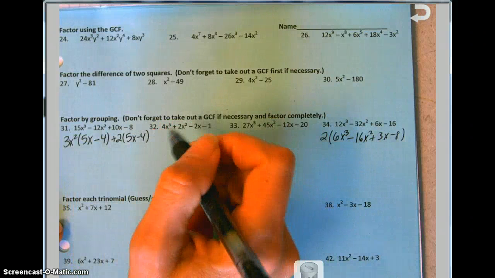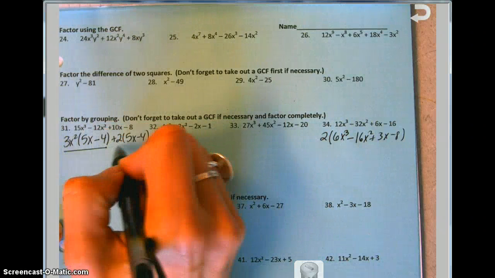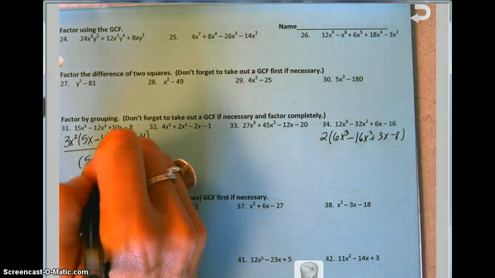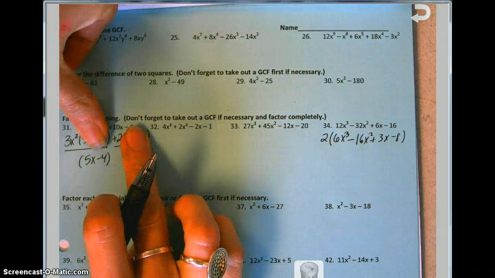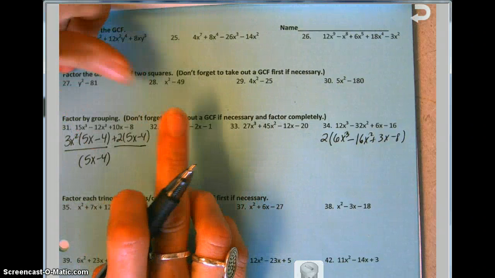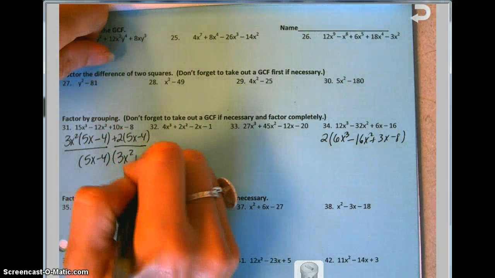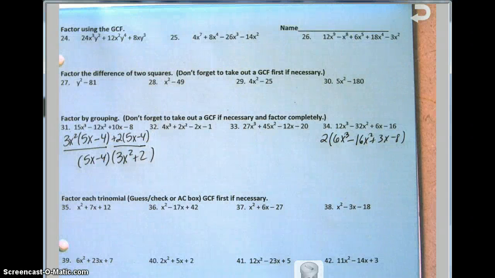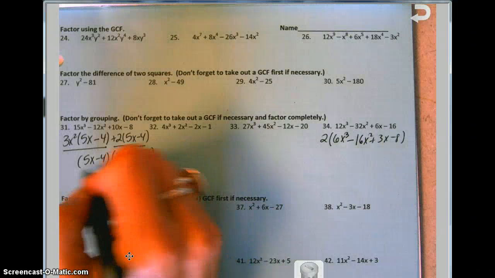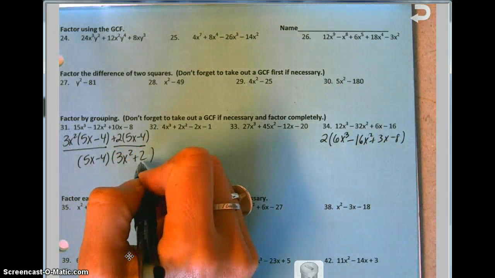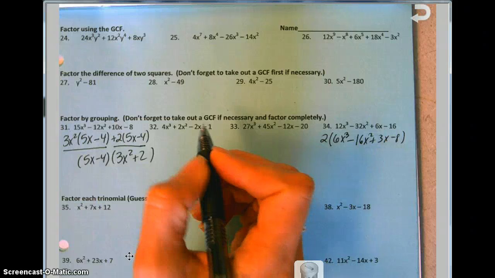If you've done things correctly and it factors by grouping, both these binomials will match up. In the first group and the second group, you have a common binomial of 5x minus 4. When you take that out, the remaining items are 3x squared plus 2. When you're done, look to see if either of these binomials goes further. Neither of these will go further, so we're set.